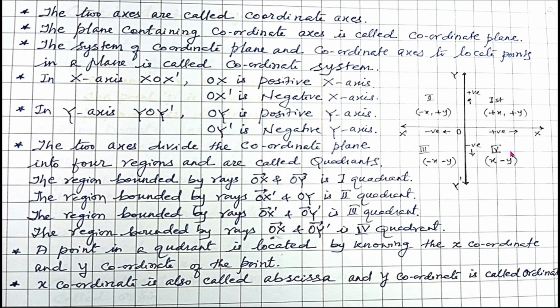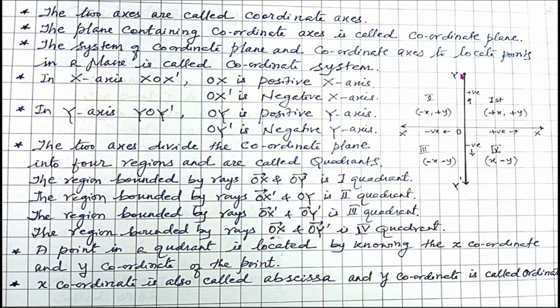Now, the two axes, the x-axis and the y-axis, divide the coordinate plane into four regions, and each region is known as a quadrant. The region bounded by the ray OX and ray OY is called the first quadrant. The region bounded by the ray OY and OX dash is called the second quadrant. The region bounded by OX dash and OY dash is the third quadrant, and the region bounded by OX and OY dash is the fourth quadrant.